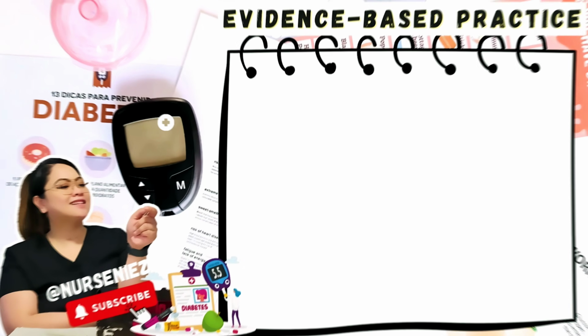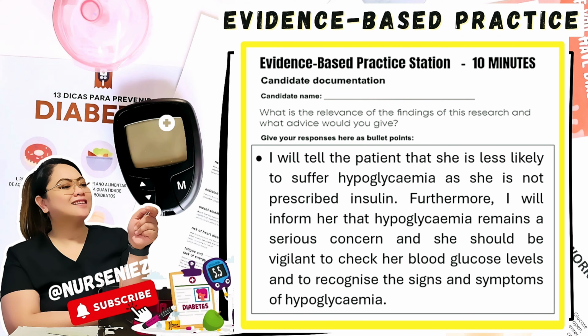These are now the answers. I will tell the patient that she is likely to suffer hypoglycemia as she is not prescribed with insulin. Furthermore, I will inform her that hypoglycemia remains a serious concern and she should be vigilant to check her blood glucose levels and to recognize the signs and symptoms of hypoglycemia.